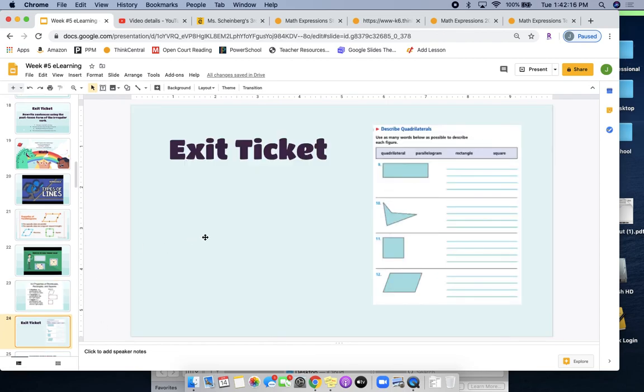Your exit ticket for this lesson is going to be on Edmodo. You are going to describe quadrilaterals. Use as many words below as possible to describe each figure. Please make sure that you have this done before our next math lesson.